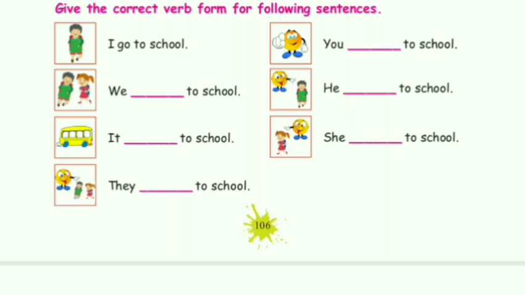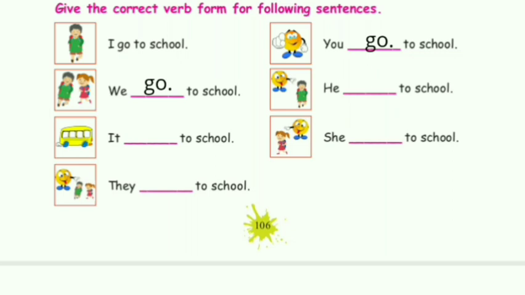Page number 106, give the correct verb form for the following sentences. The first picture, I go to school. Here, after I, go is given as the answer. The second one, you dash to school. One more time I remind you, for I, we, you and they the present form is used, and for he, she and it, s is added to the present form. So the second one, you dash to school, and the answer is go. The next picture, we dash to school. We go to school is the answer.